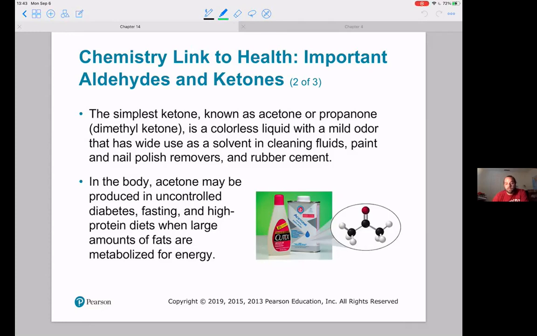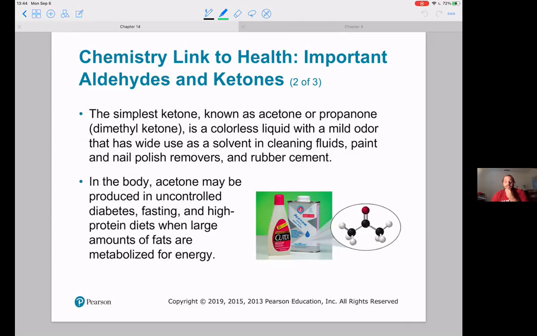But yeah, it's also used in things like rubber cement and cleaning fluids. The solution that you use to get paint off, yeah, those all contain acetone. It's mainly used as a solvent. It's really good at dissolving other stuff that water does not dissolve.